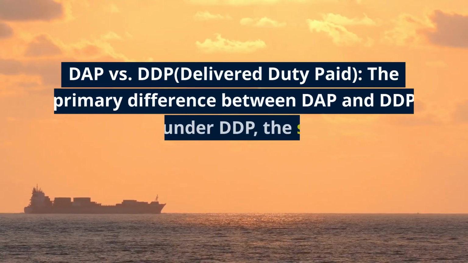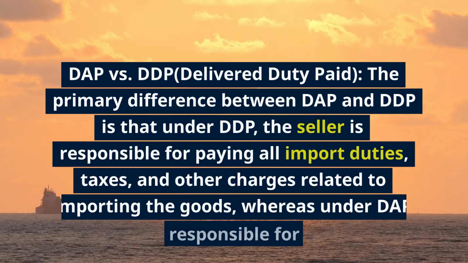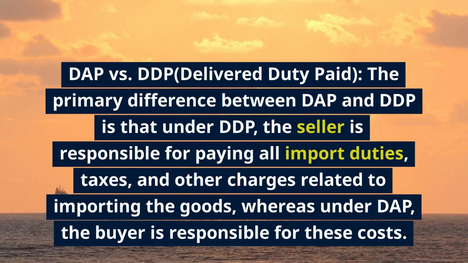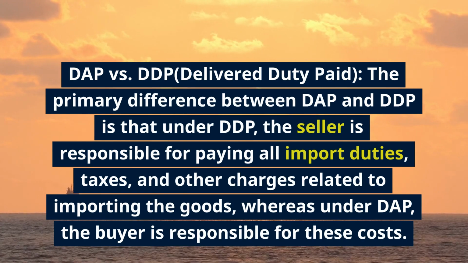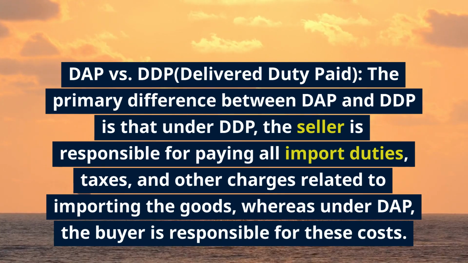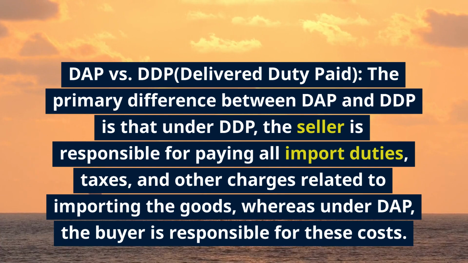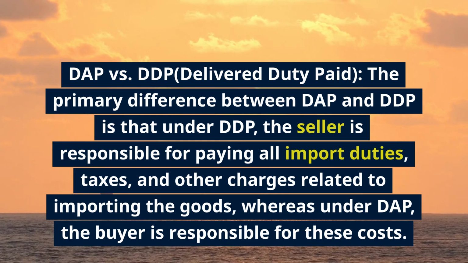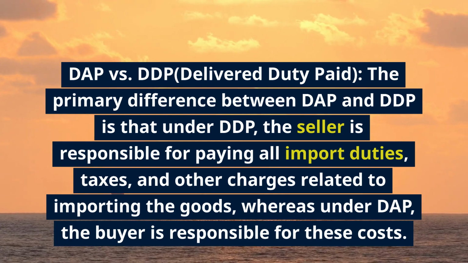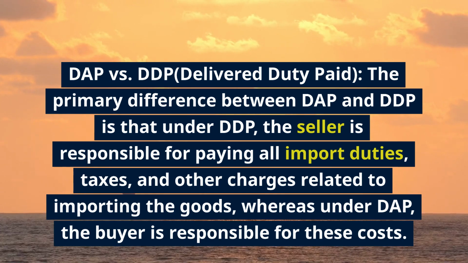DAP versus DDP, Delivered Duty Paid. The primary difference between DAP and DDP is that under DDP, the seller is responsible for paying all import duties, taxes, and other charges related to importing the goods, whereas under DAP, the buyer is responsible for these costs.